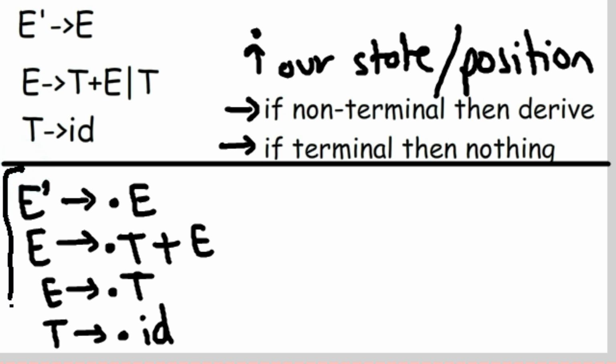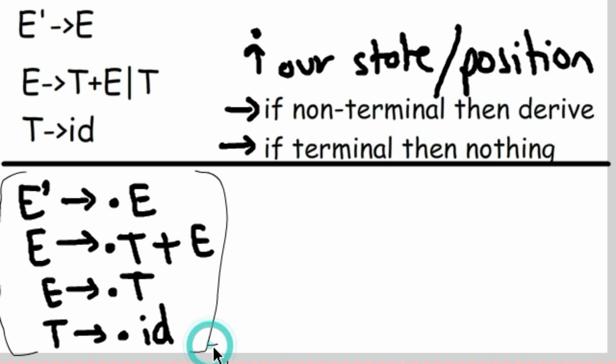This thing is your state number 1 or item number 1. This is the first state, okay? So we will call it 0, state 0 or item 0. So let's call it item 0, I0.